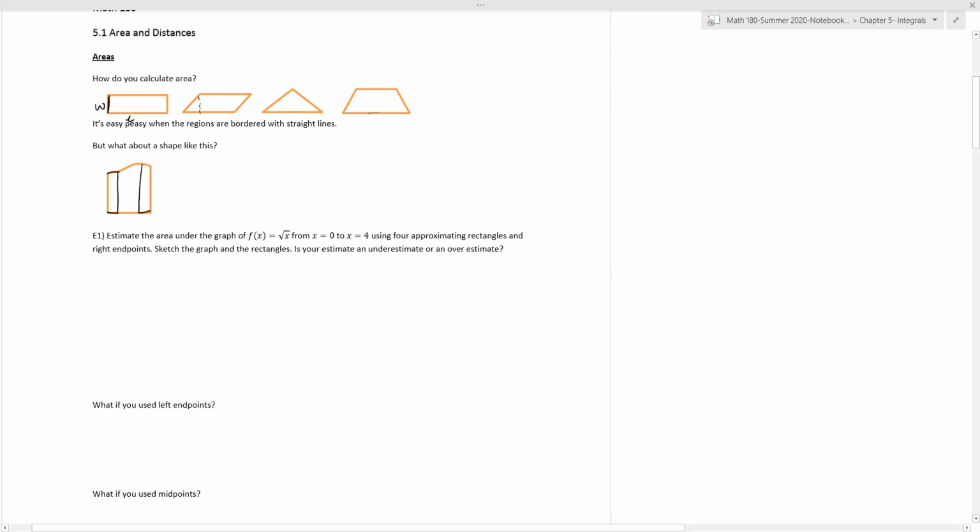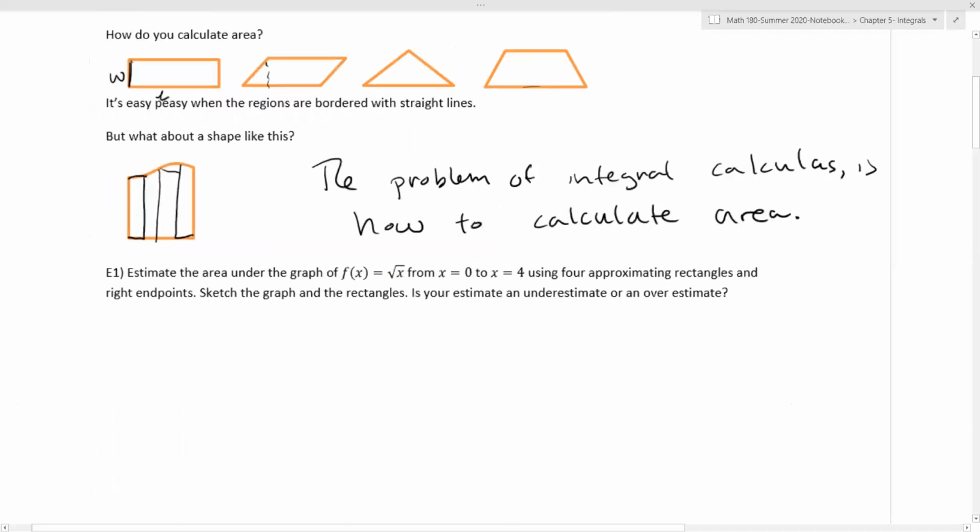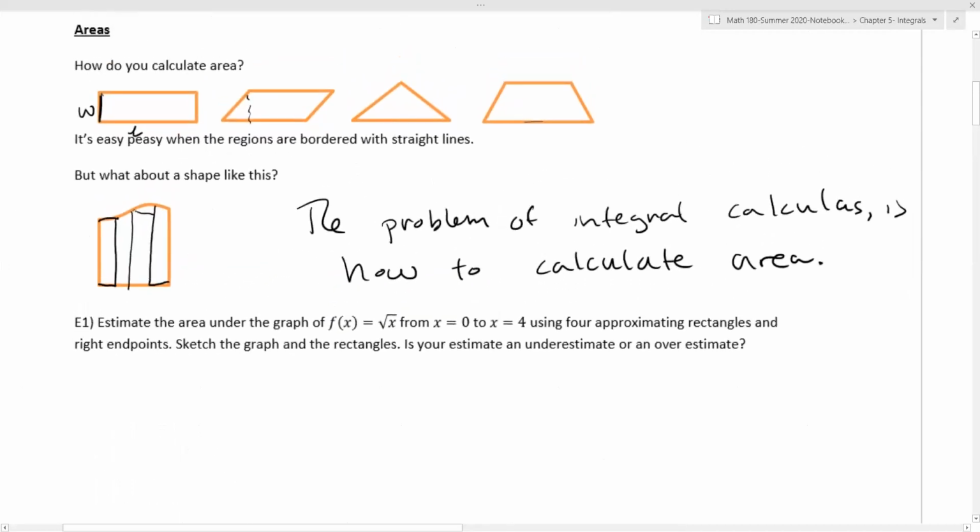But what about when I hit this curve? What do I do with the curve? Do I go under the curve? Do I go over the curve? How do I break it up into pieces? And so basically we have this problem, and the problem of integral calculus is how to calculate area. That's the problem of integral calculus.